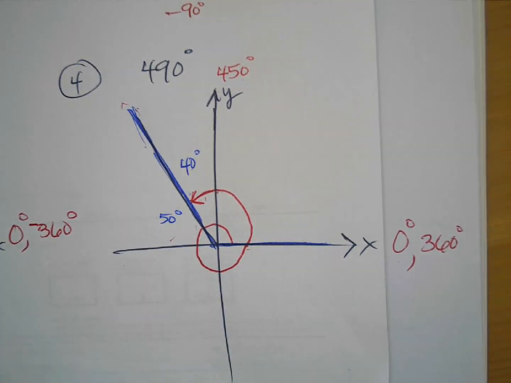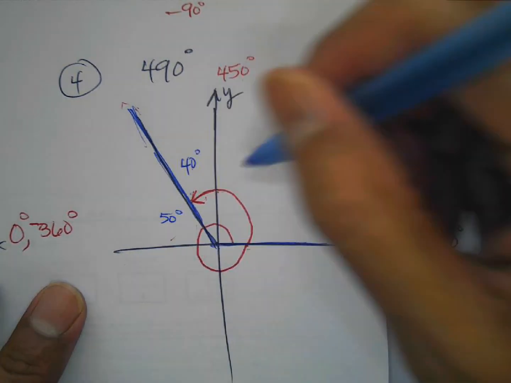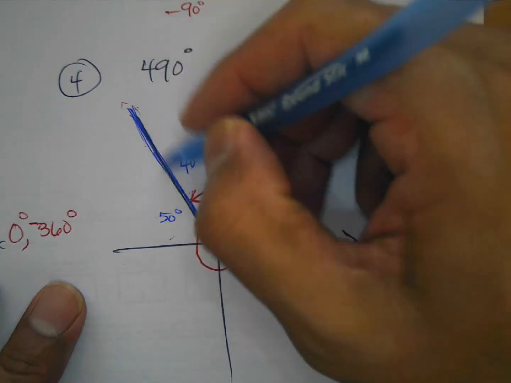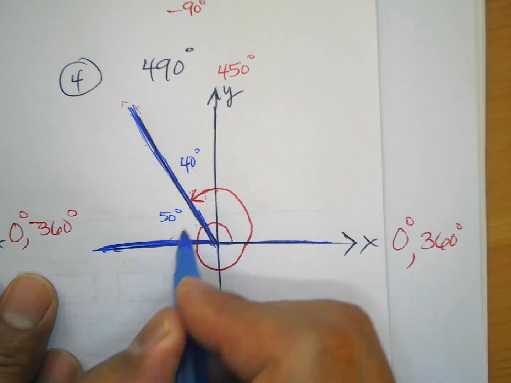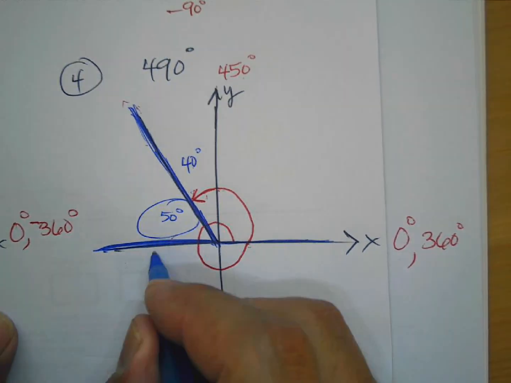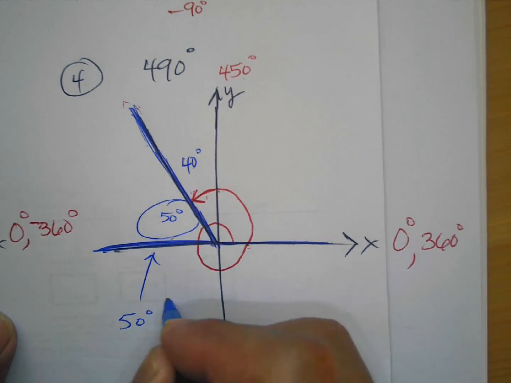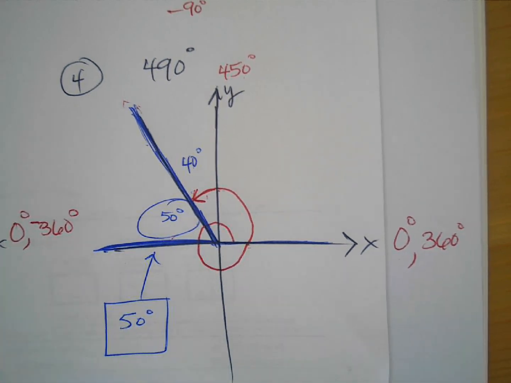All right, which of those two is your reference angle? Well, again, by definition, the reference angle is the angle that is formed by the terminal side and the x-axis. This is your reference angle. So 50 degrees is your reference angle.